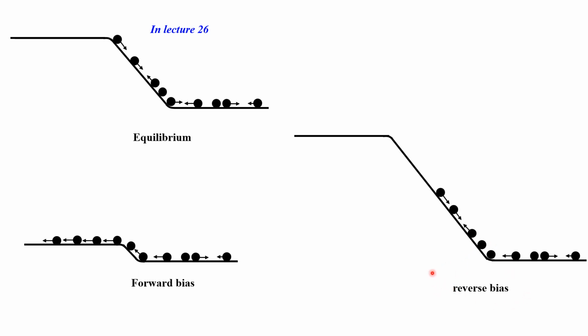Actually, we still have a low current because there is some concentration of electrons in the P side, and there is some concentration of holes in the N side. But this current is very low, as we're gonna detail more in the next lectures.